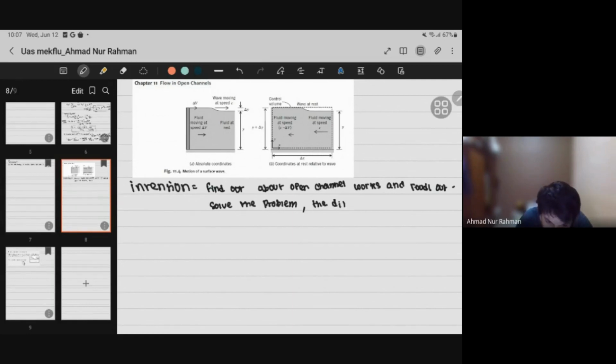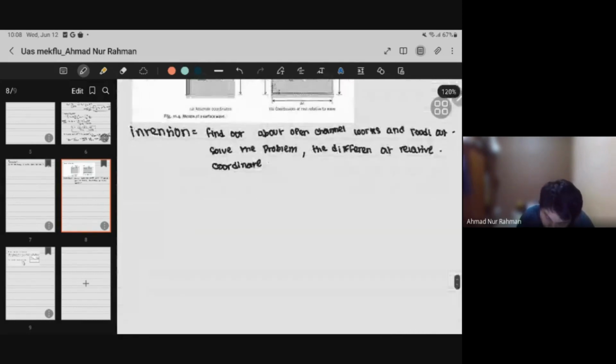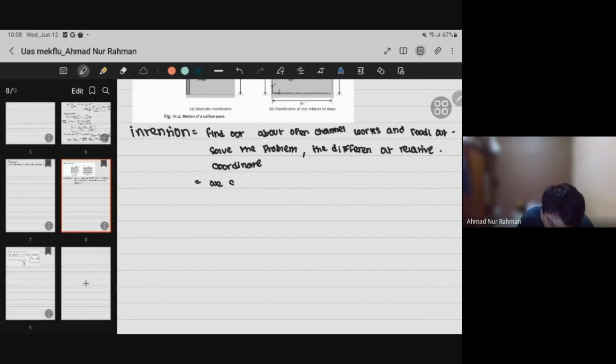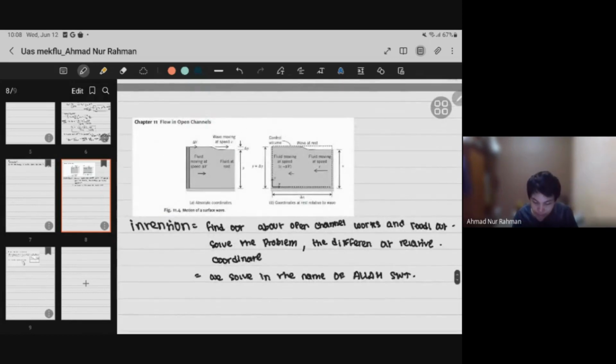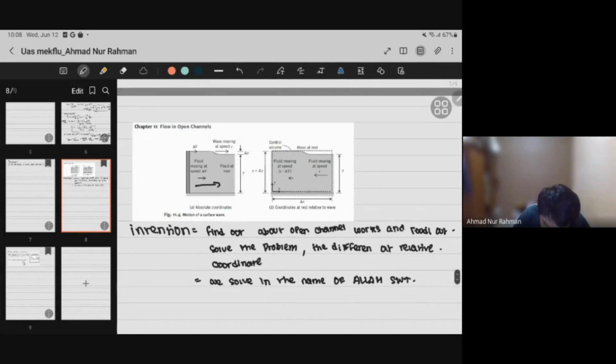The difference is at relative coordinate. And we cannot forget that we solve the problem in the name of Allah. So from the picture above, I don't need to draw it, but it explains that in absolute coordinate, the fluid is moving at a speed here.